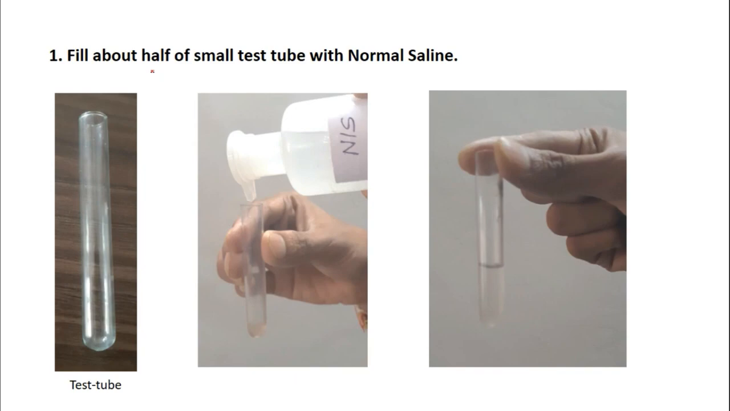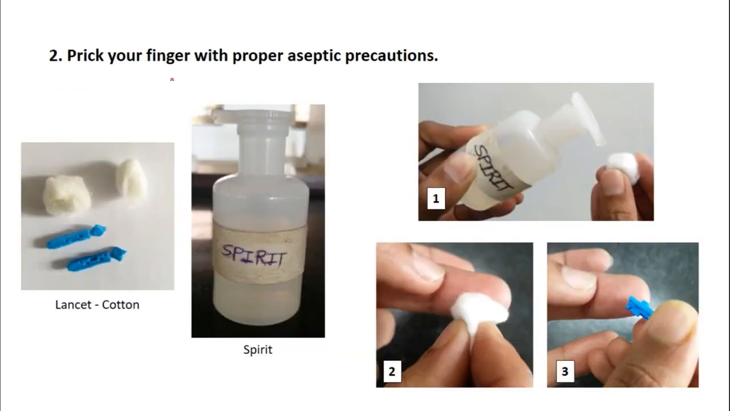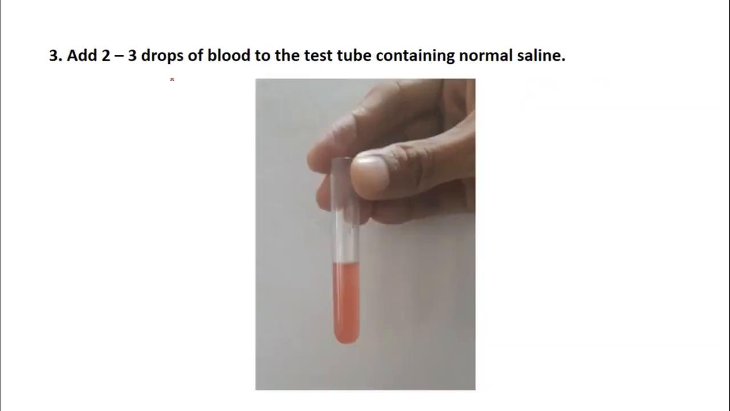So here we begin with the procedure of blood grouping. First of all, you have to fill about half of a small test tube with normal saline, as you are seeing in the photographs. After that, you have to prick your finger with proper aseptic precautions. Now add 2 to 3 drops of blood to the test tube containing normal saline.